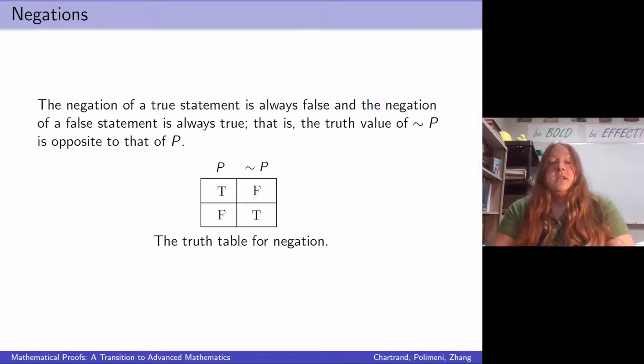So here's a truth table, again with the single statement P being true or false, and now we've added a column for the negation of P. And notice, whenever P is true, not P, the negation of P is going to be false, and whenever P is false, the negation of P will be true.